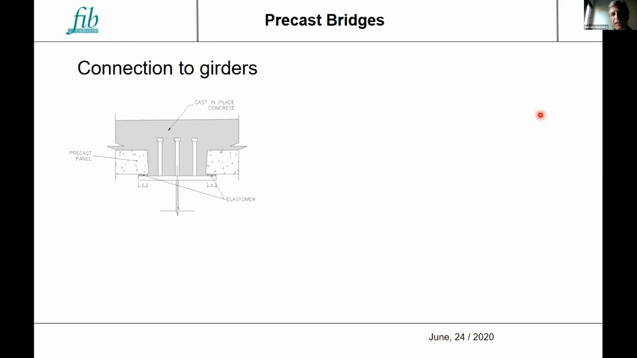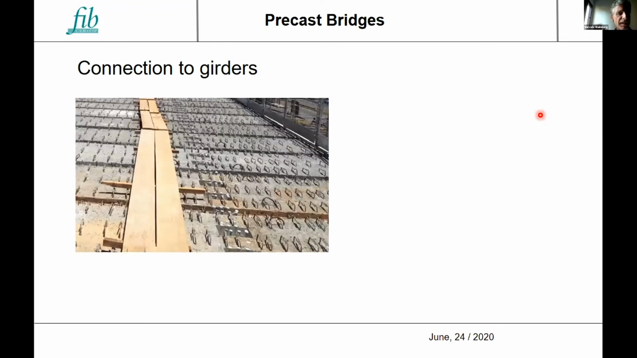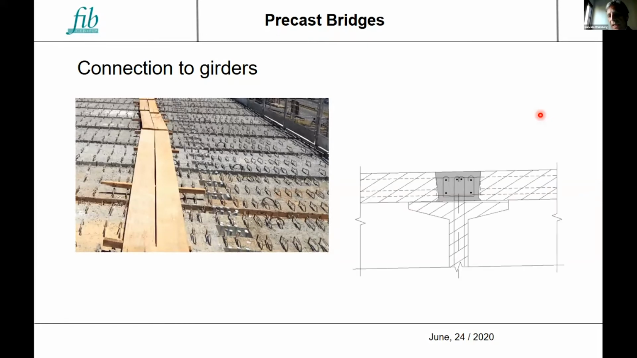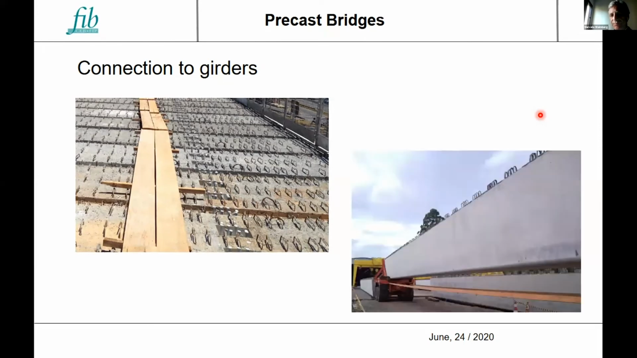Solutions for connecting the slab to the girders, such as in this example and in this picture, connecting by stud bolts to steel girders, in fact, in a composite deck, or using the main stirrup of a concrete girder, connecting with cast in place concrete between the precast elements and the girder. Like in this U-girder here, you can see the stirrups at the top face of the girder.